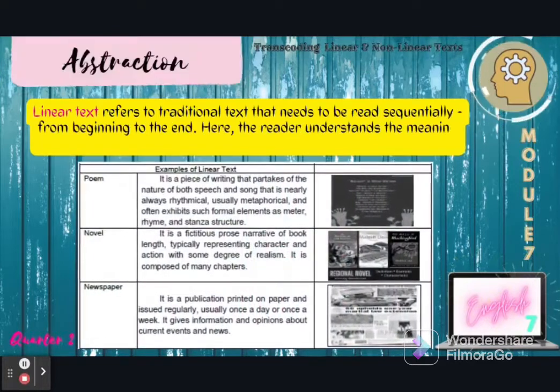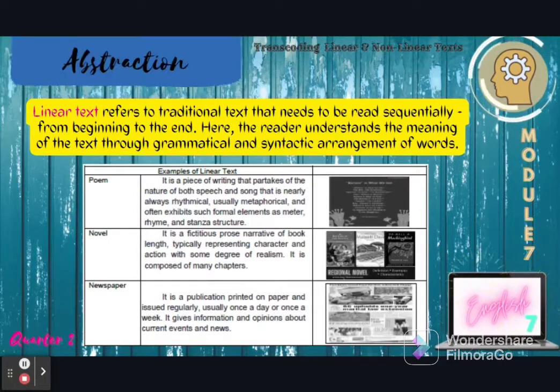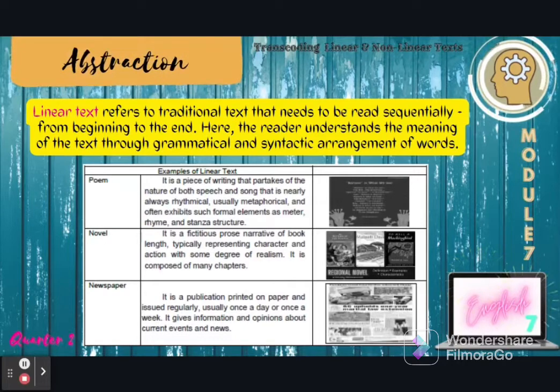Linear text refers to traditional text that needs to be read sequentially from beginning to the end. Here, the reader understands the meaning of the text through grammatical and syntactic arrangements of words. Generally, texts printed on paper are considered linear texts. Examples of linear texts are novels, poems, letters, textbooks, newspaper articles, and educational texts. Linear text can also be electronic, such as those materials in other linear forms posted on the internet.